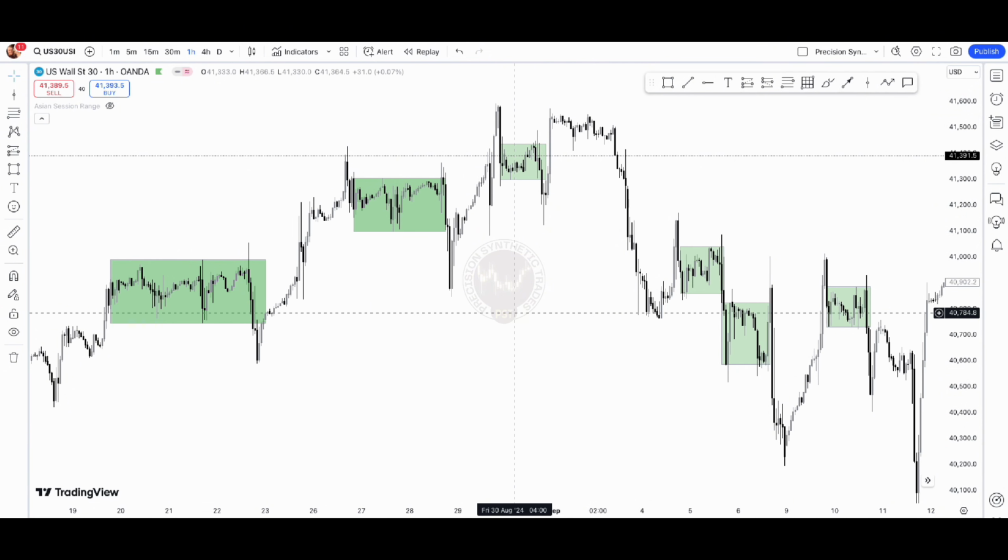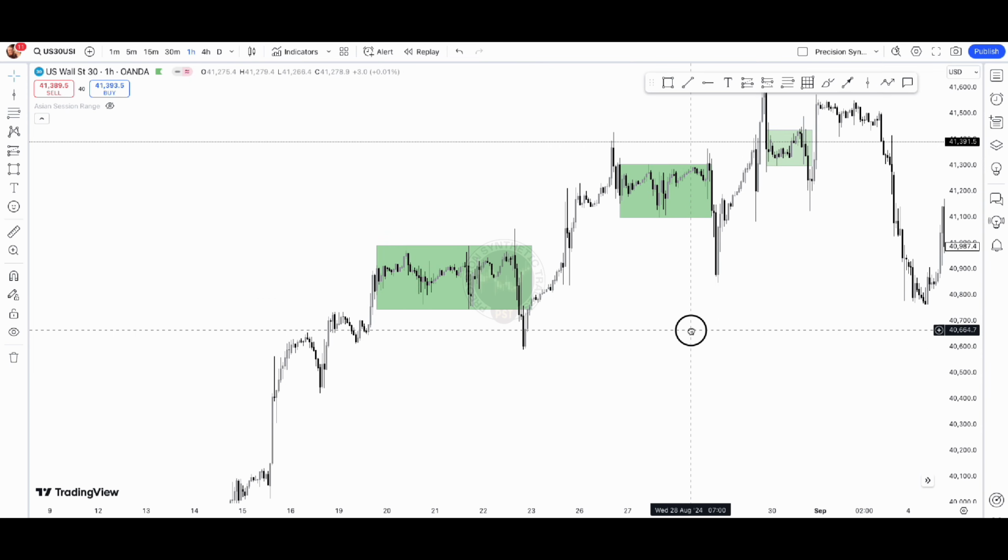So remember what I said. We need to wait for the manipulation to happen in the New York session before we enter our trade. I'm currently in South Africa, so I'm going to start looking for trades at 3:30 p.m. South African time. So let's look at this example.